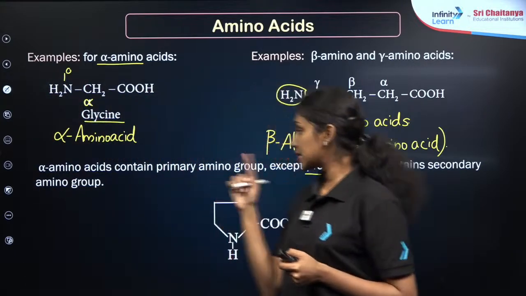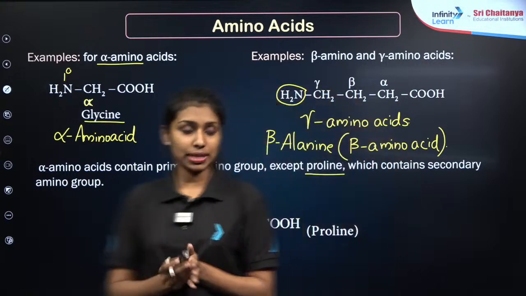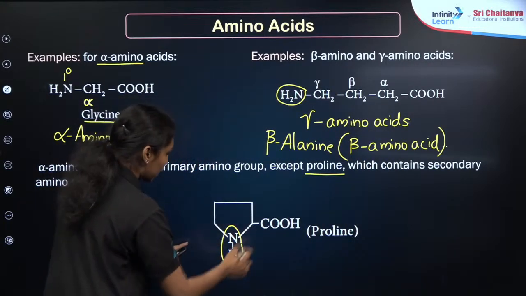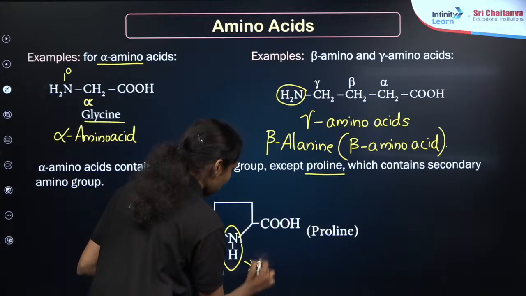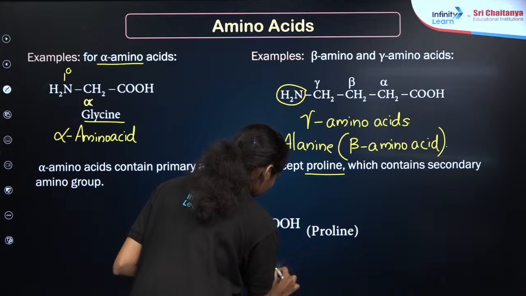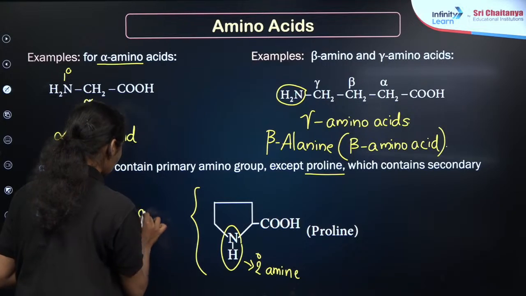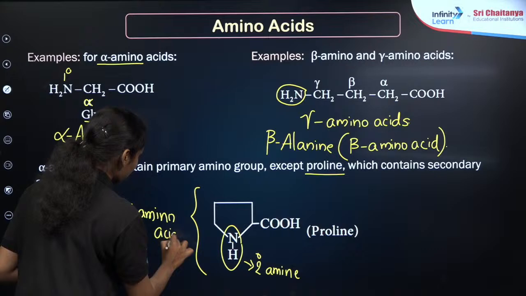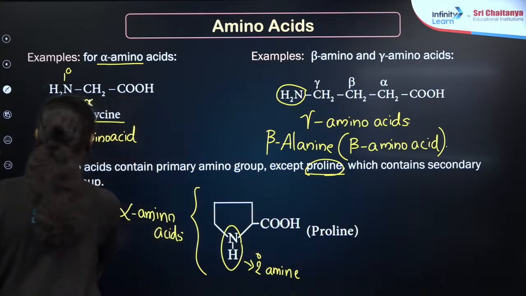But there is an exception whenever we are taking the proline molecule, right? Here you can say that this is our amine group, which is connected with two carbon atoms. So we can say that this is a secondary amine. This is a secondary amine, but it is an example of an alpha amino acid. So there is one exception in the case of alpha amino acids, that is proline, which contains a secondary amino group. Clear?